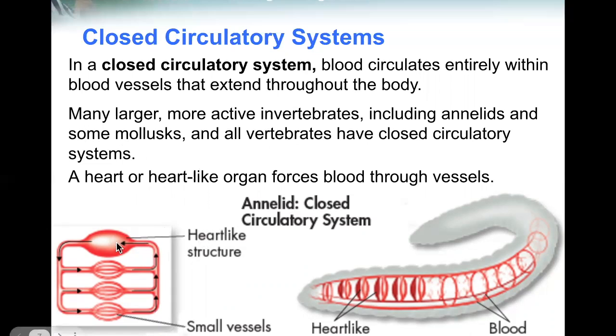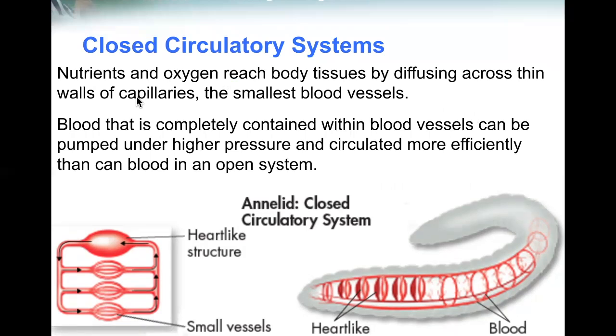This is a heart-like structure. It pushes the blood in this direction through the system, to small vessels in the tissue for exchange of oxygen with carbon dioxide and other fluid exchange. And these are the heart-like structures. There's more than one in this annelid, and here are the blood vessels.